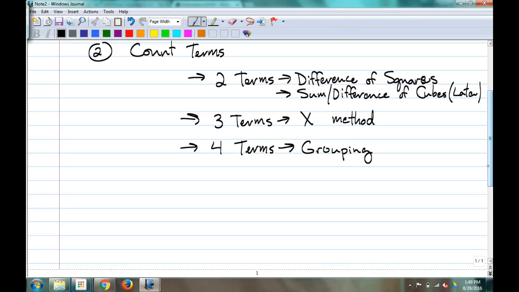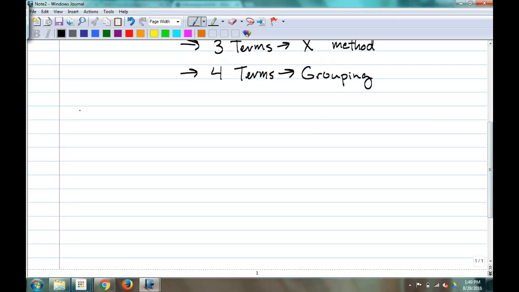Okay, so let's look at some factoring. Before we get into solving, we want to factor the polynomials.